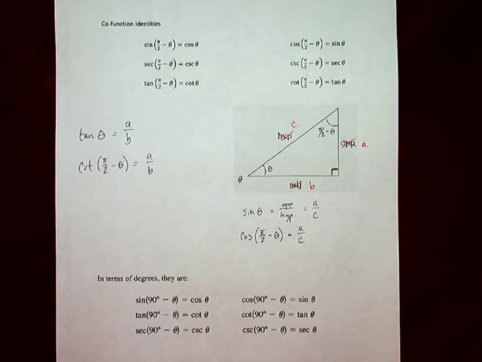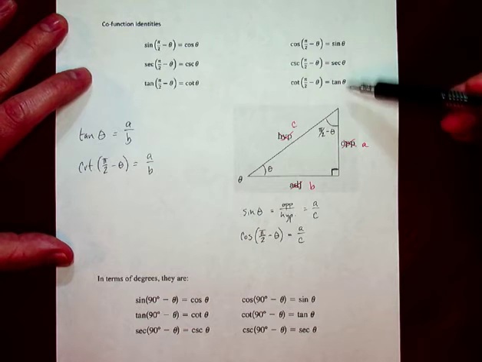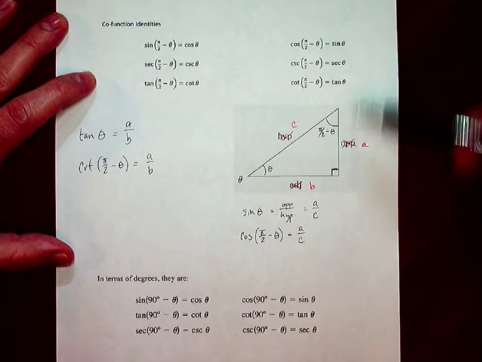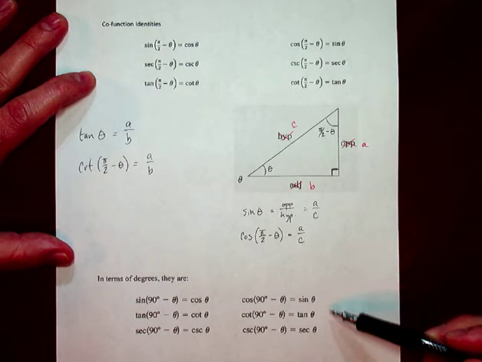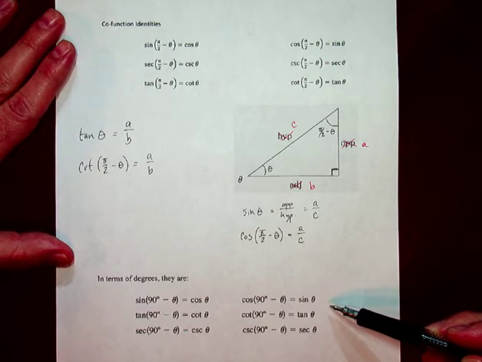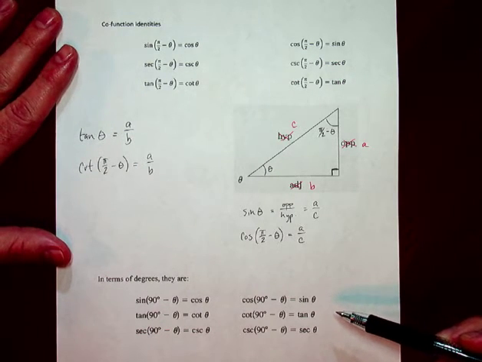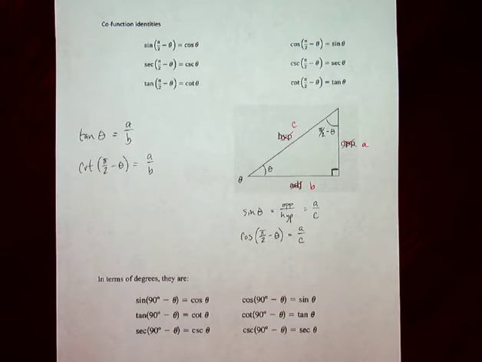Okay, and so up here I've put the cofunction identities in terms of pi over 2, and I've gone ahead and just relisted them down here in terms of 90 degrees, but they communicate the same thing. Sine of an angle is equal to cosine of its complement. Cosine of an angle is equal to sine of its complement. Secant of an angle is equal to cosecant of its complement. Cosecant of an angle is equal to secant of its complement, and so on and so forth.